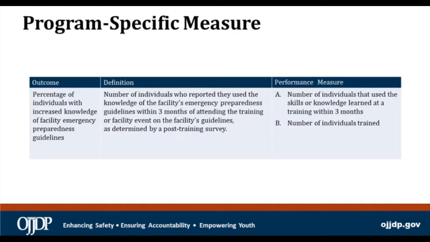Now for our last program-specific measure, we have percentage of individuals with increased knowledge of facility emergency preparedness. For this measure, you will provide the number of individuals that use the skills or knowledge learned at a training within 3 months and the number of individuals trained.